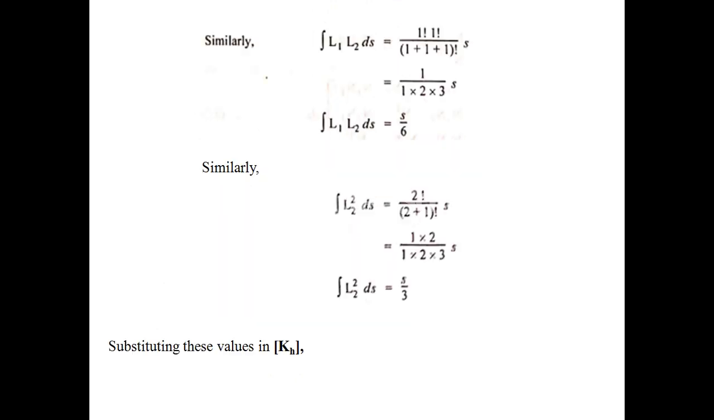After solving those, we get the integral of L2 squared dS equal to S/3, and the integral of L1 L2 dS equal to S/6. Substituting these values in Kh, we get Kh12, the stiffness matrix for convection at the edge 1-2, equal to h12. We are representing the edges this way, so it is clearly mentioned.